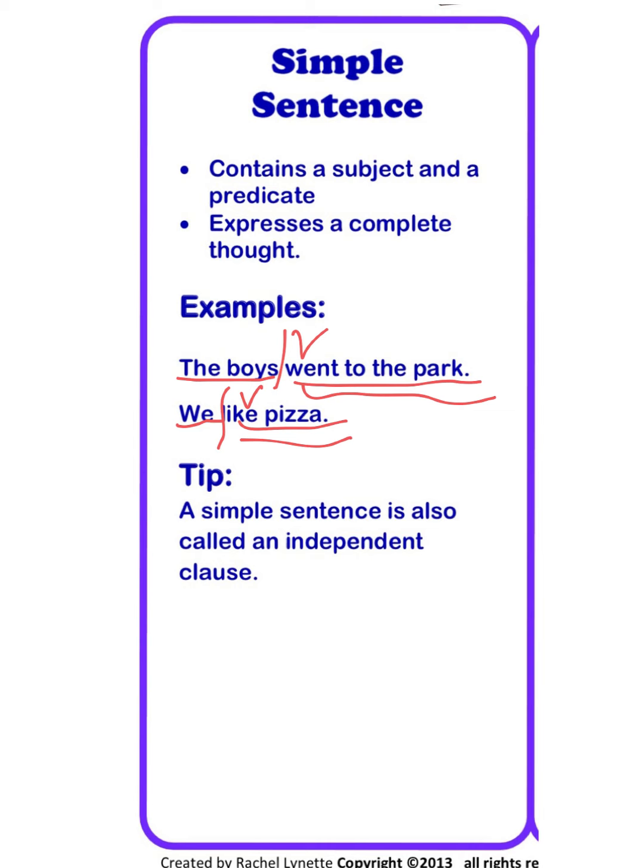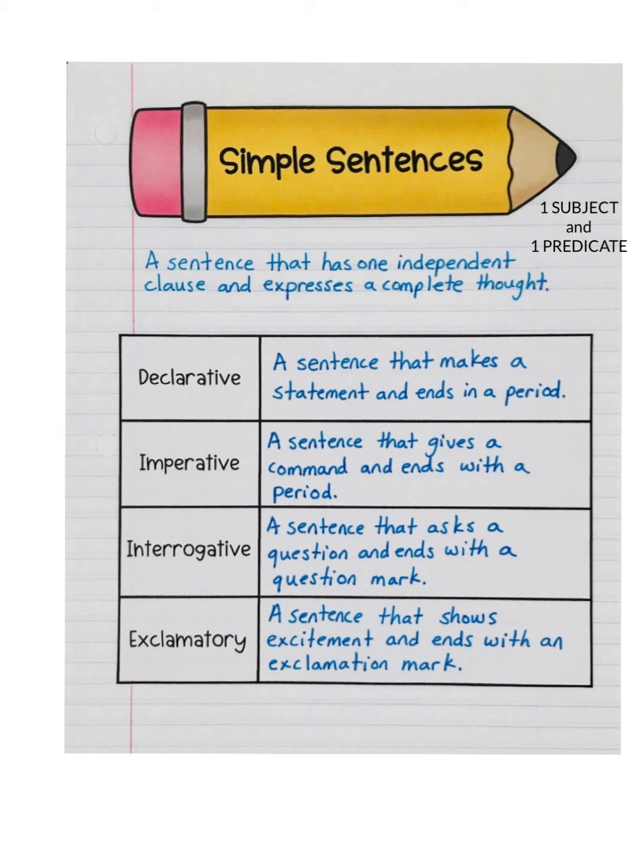Something new we're going to learn is that a simple sentence can also be called an independent clause. That means that it can stand alone on its own. Simple sentences: a sentence that has one independent clause and expresses a complete idea. Remember, it has one subject and one predicate.